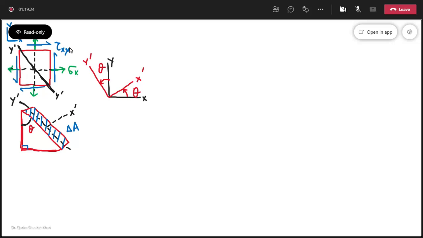So if this is delta A and this is theta, so this will be delta A. This face will be delta A cos theta. This will be delta A cos theta, and this will be delta A. This will be delta A sin theta. It will be like this.